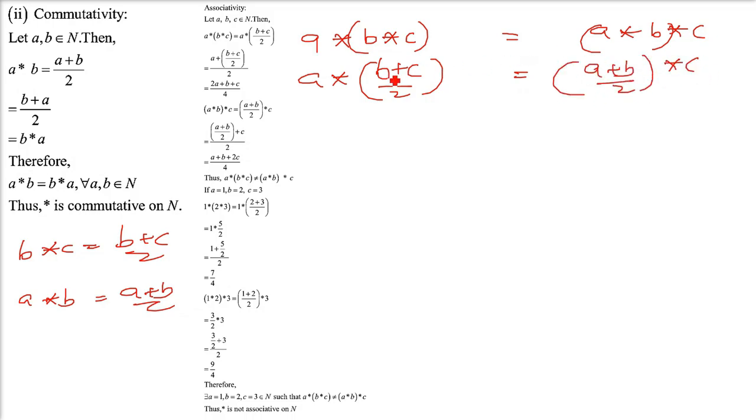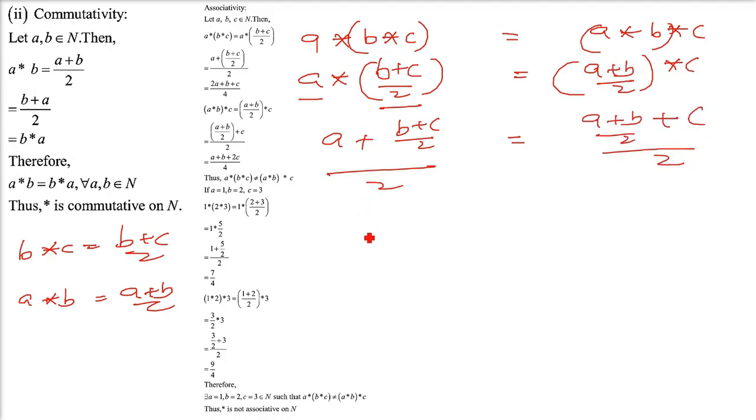Okay, now this is the first part. This is the second part. And we have to add them and divide by 2. So A is the first part. The second part now is B plus C by 2. And this is divided by 2. And what will be here? A plus B by 2 is the first part. The second part is C divided by 2.